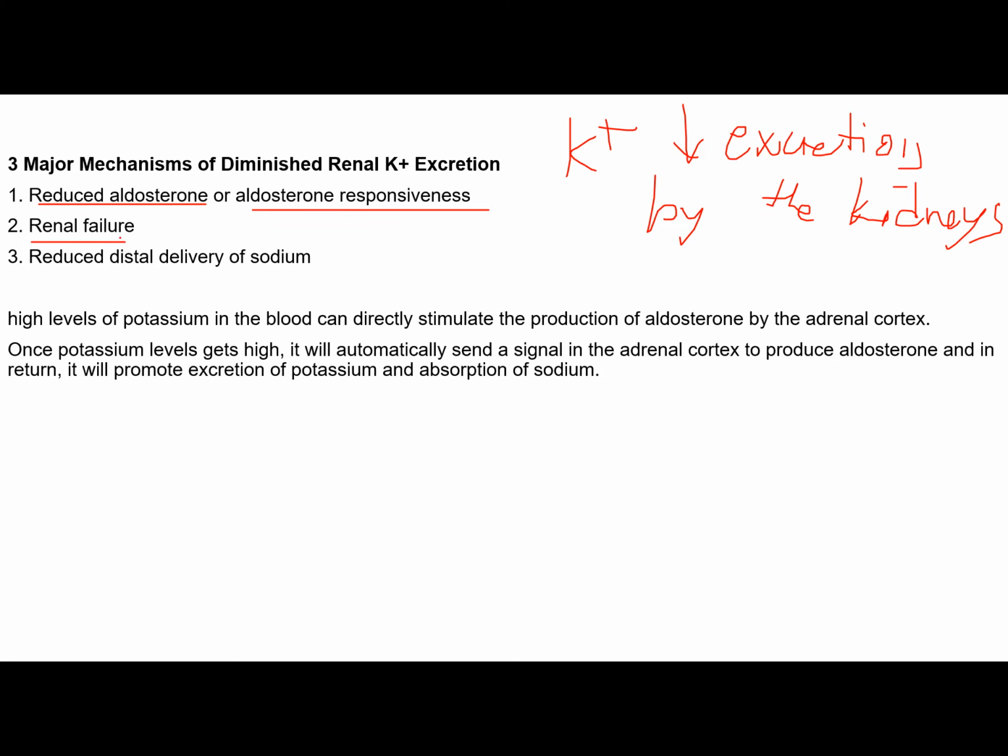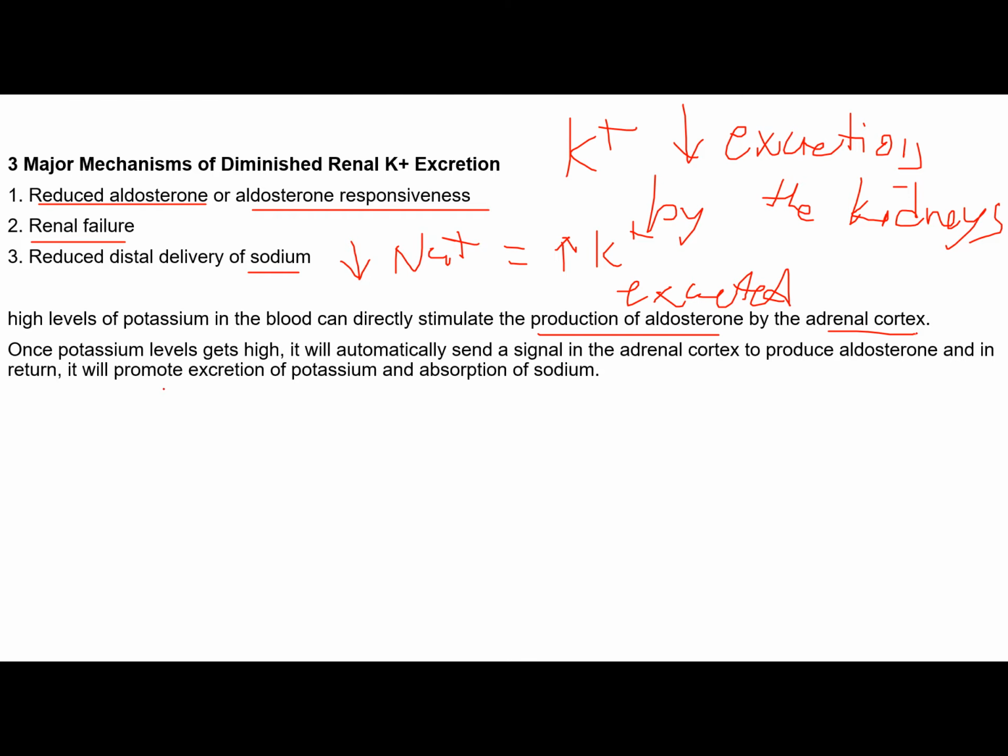Renal failure. So if you have a problem with your kidney, it is not able to properly excrete potassium. Then reduced distal delivery of sodium. So again, their relationship is inverse. If your sodium is low, your potassium is high, because it is not being excreted, class. So that's what happens. High levels of potassium in the blood can directly stimulate the production of aldosterone by the adrenal cortex. Once potassium levels get high, it would automatically send a signal to the adrenal cortex to produce aldosterone.